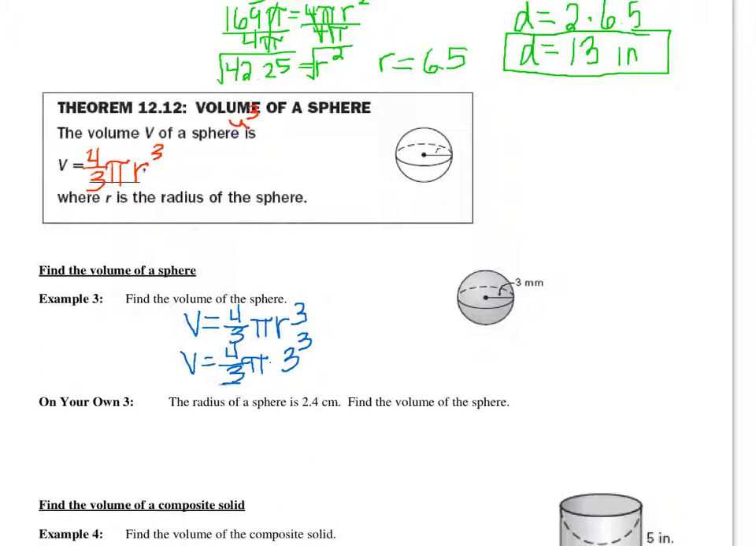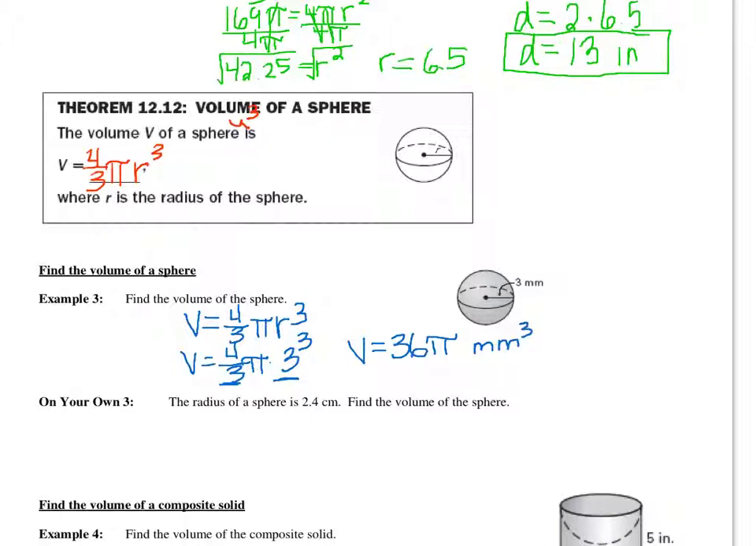So if I do 4/3 times 3 to the 3rd power, well, that's going to give me a decimal. Actually, no, it won't. 4/3 times 3 raised to the 3rd. It's not going to give me a decimal. I misspoke there. It's going to give me exactly 36, and then I can keep my pi on there. So my volume exactly is 36 pi, and that would be millimeters cubed.